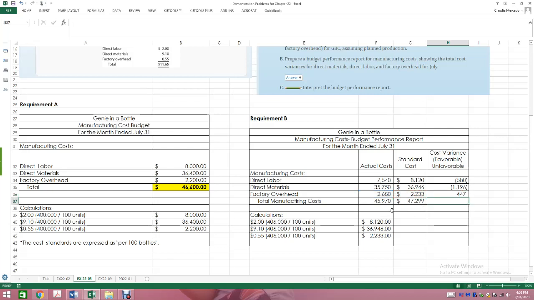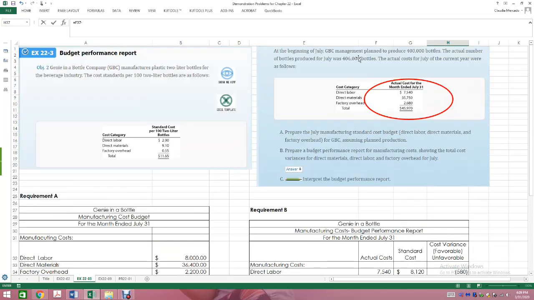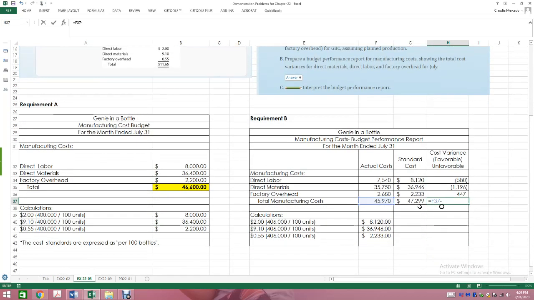Now your total, guys, I misspelled manufacturing here. Help me out, manufacturing. There we go. Okay, so I spent $45,970 to manufacture 406,000 bottles. We anticipated you were going to spend $47,299. I have a favorable variance of $1,329. You spent $1,329 less than what you anticipated you were going to spend. Okay, so you did really good.